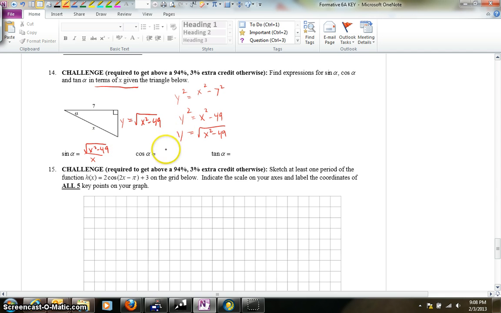That's our opposite side. Cosine is adjacent over hypotenuse, so just 7 over x. And then tangent would have been square root of x squared minus 49 over 7.